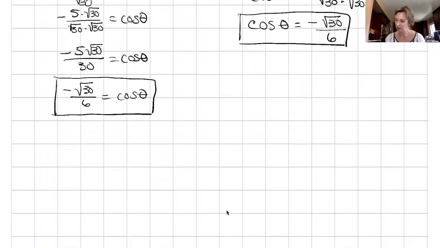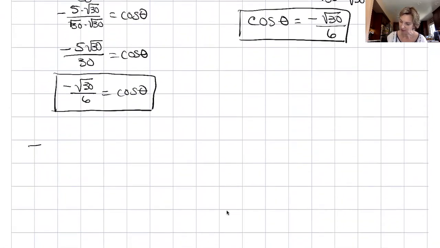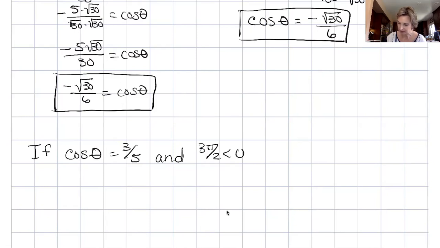Okay, let's do one more problem. And what I'm going to have you do is, after we get the problem down here, I want you to pause the video, solve the problem, and then play the video again and see if you get the same answer as me. All right, so what we have here is cosine. They've given us cosine. They've told us we're in quadrant 4. Okay, and they want to know tangent.